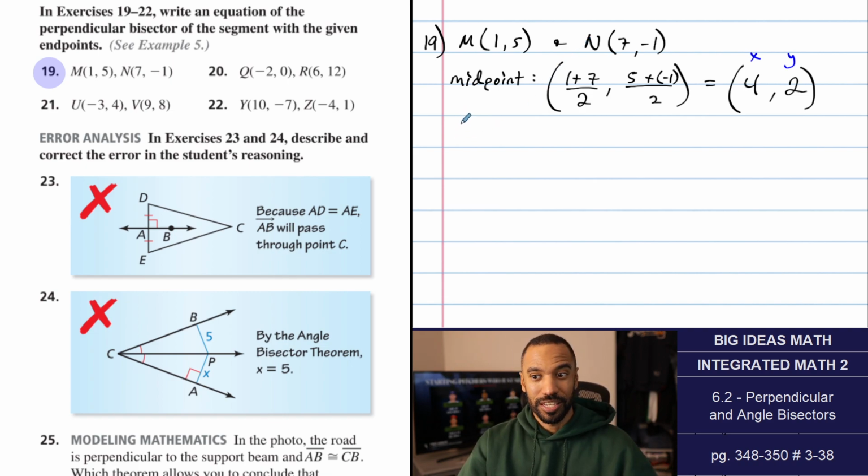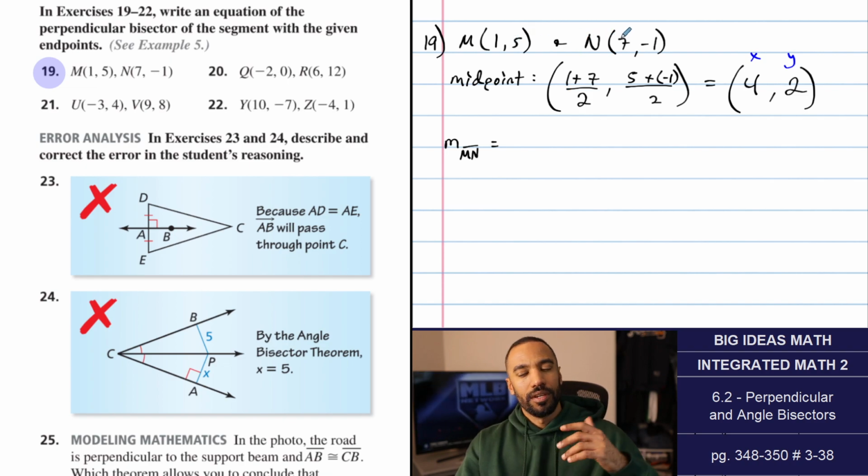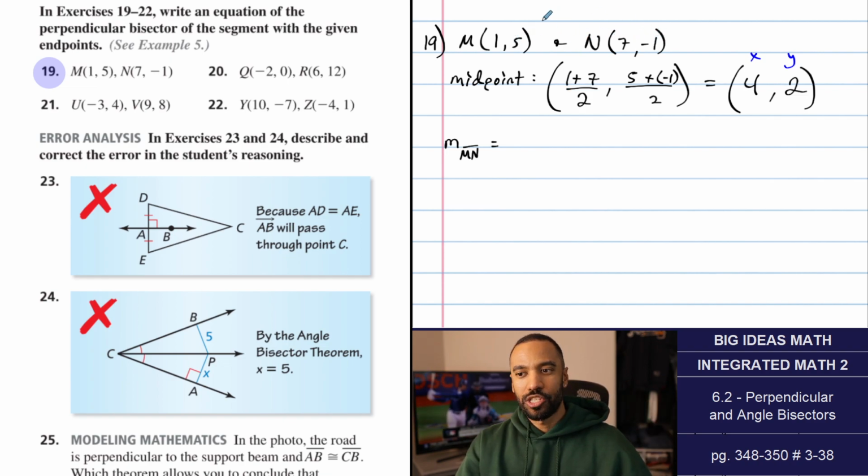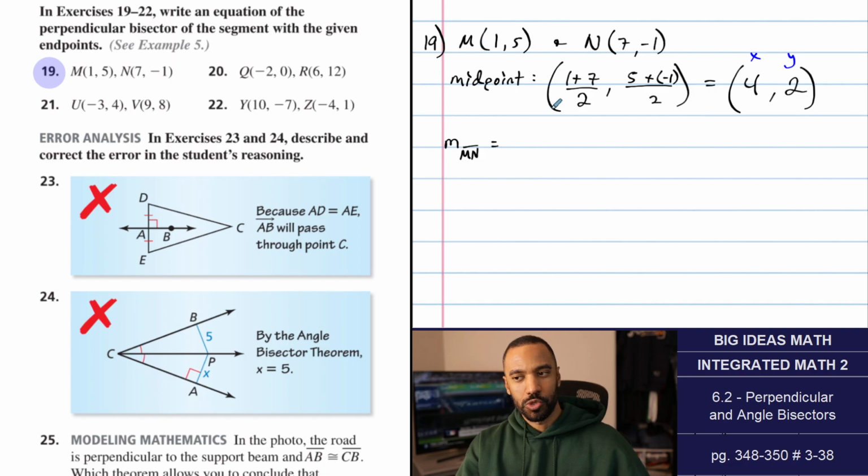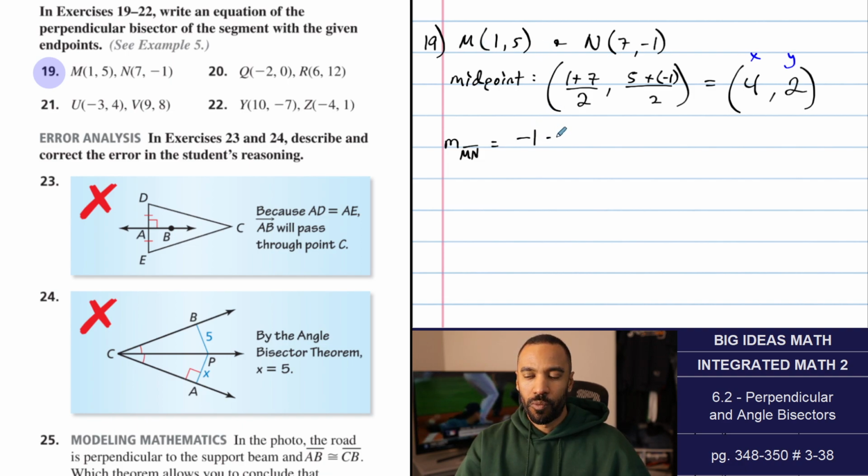And here's the tricky part about this. You know our equation is y equals mx plus b? M is slope as well. Thankfully, it's a lowercase m, but the slope of segment MN is going to be, you might know this formula, y2 minus y1 over x2 minus x1. You've got to find the change in y and the change in x.